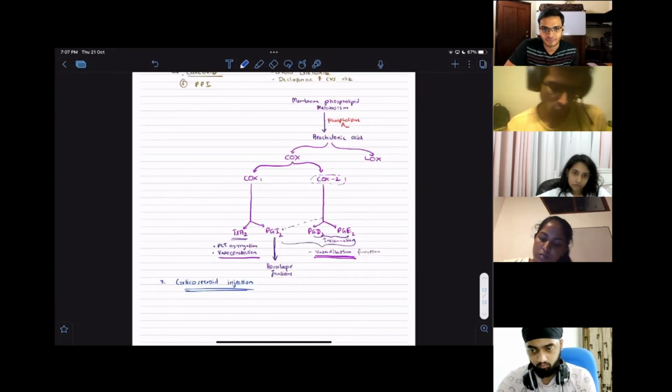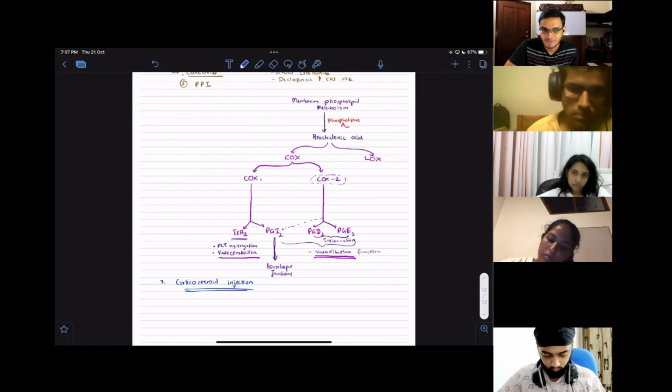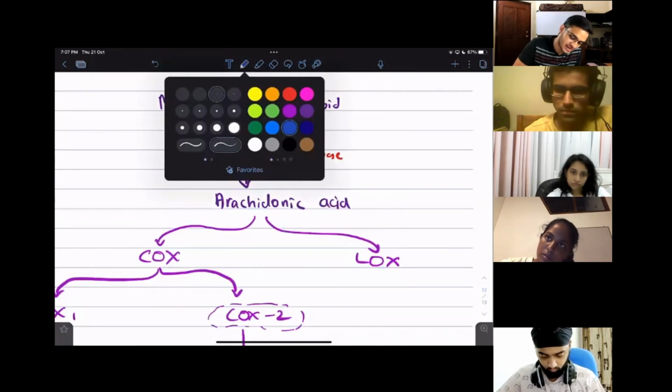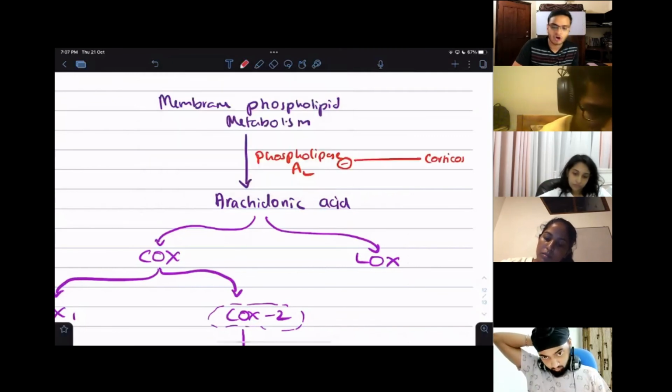In this membrane phospholipid metabolism that we drew, where do corticosteroids act? What does it do? Phospholipase A2 inhibition. Excellent. It inhibits phospholipase A2. This is where corticosteroids act.